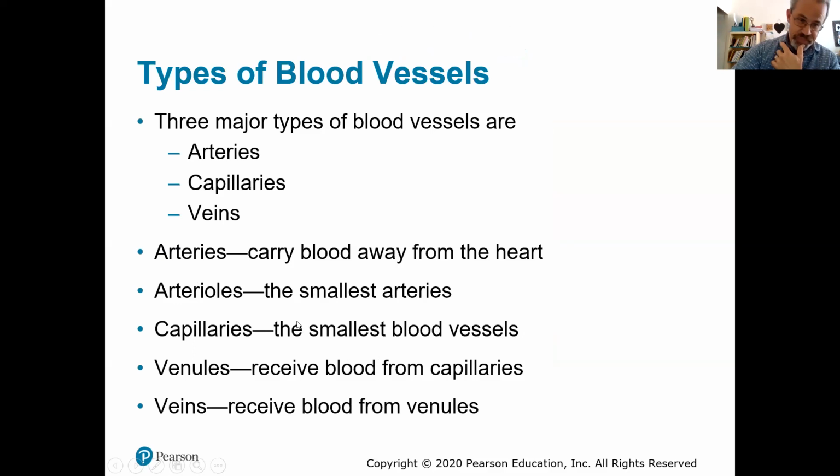This is where gas, nutrient, and waste exchange occurs. We have venules, which move blood back to the heart by way of the capillaries, very small. Venules are to the veins what arterioles are to the arteries. And then finally, we have veins that move blood ultimately back to the heart and receive blood from the venules.